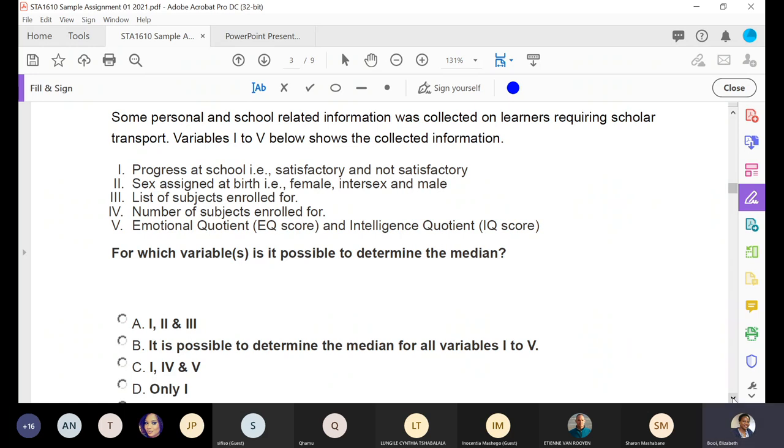Emotional quotient score or EQ score, that will be in the range of either, depending on how the scores are captured, 10.5, 13.5, 6.5, if it ranges in that manner. Intelligent quotient, which will be your IQ scores, like 300 and something scores, 345, 365, if the scores are kept at that. For which of the following variables is it possible to determine the mean and the median? Which one can we calculate the median for? Number 1, 2, 3, 4, and 5.